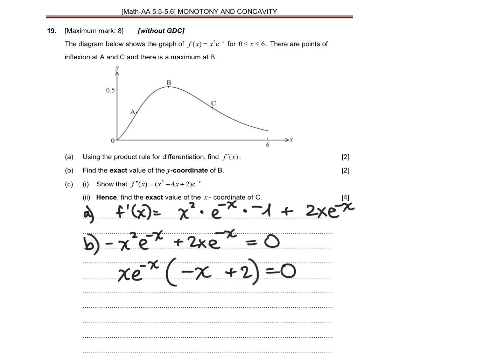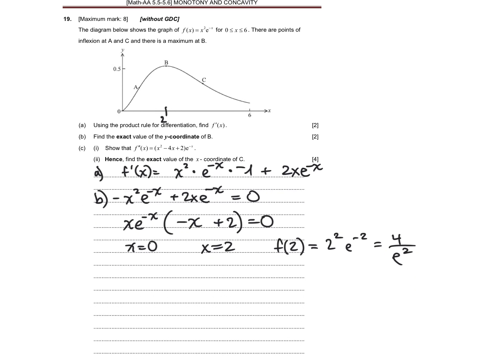I guess actually it would be x is 0. But they don't actually care about that. This one is going to be at x is 2. That's the x coordinate of B. And now we need to substitute in 2 to find the y coordinate of B. So we're going to have 2 squared e to the negative 2, so 4 over e squared. That's the exact value.